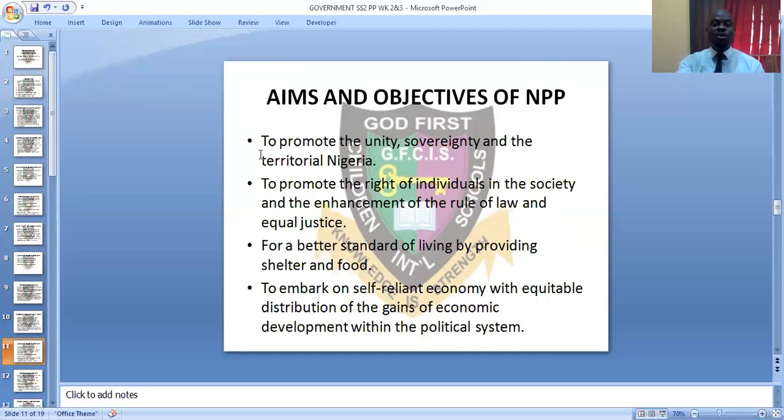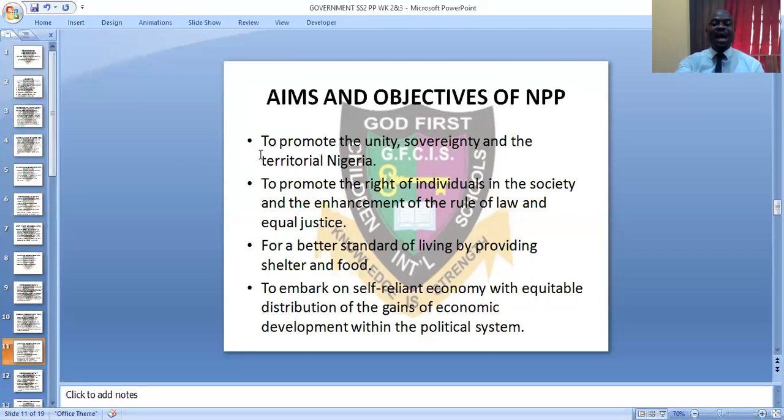Okay, another aim was for a better standard of living by providing shelter and food. As at that time, let me just say, there was a high rate of poverty in the nation. So the party was planning to provide shelter and food to the people once they get into power.